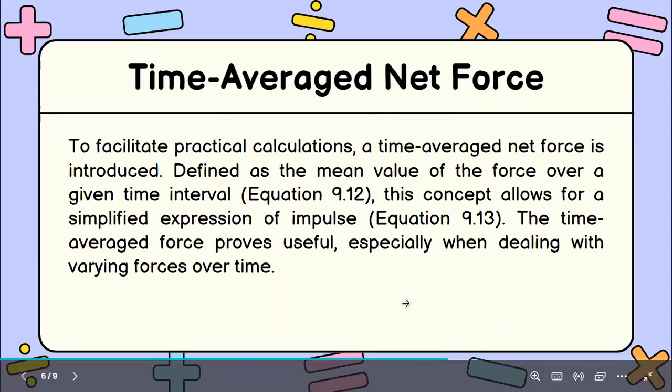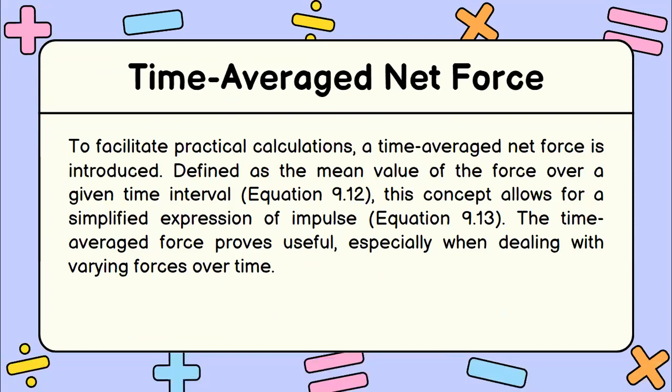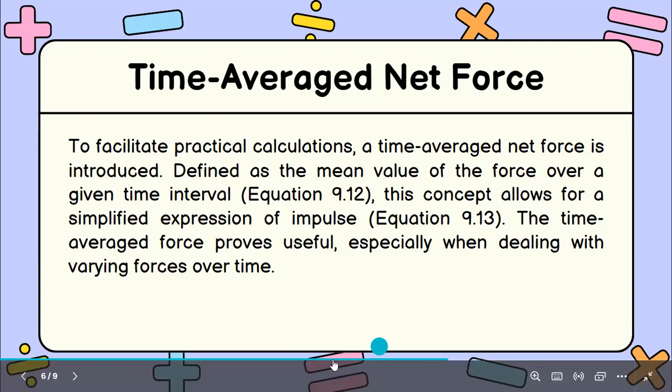So next, time average net force. To facilitate practical calculations, a time average net force is introduced, defined as the mean value of the force over a given time interval, equation 9.12. This concept allows for a simplified expression of impulse, equation 9.13. The time average force proves useful, especially when dealing with varying forces over time.